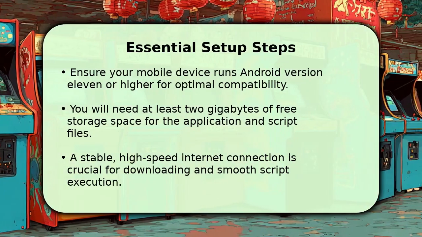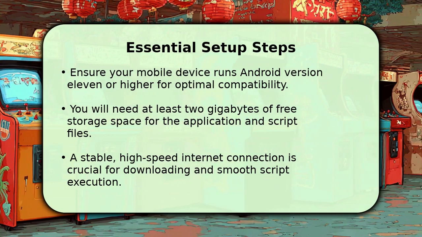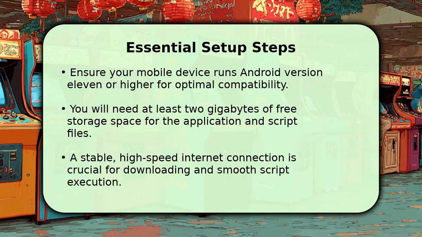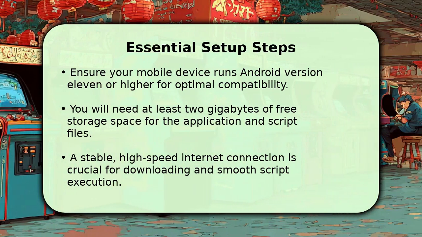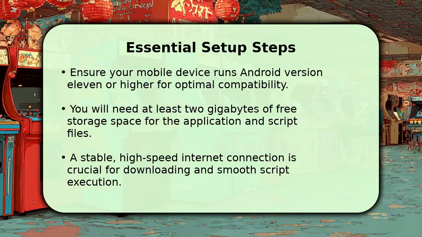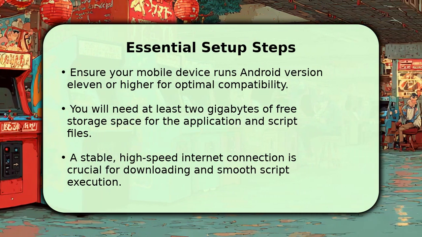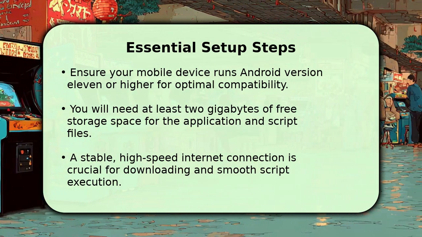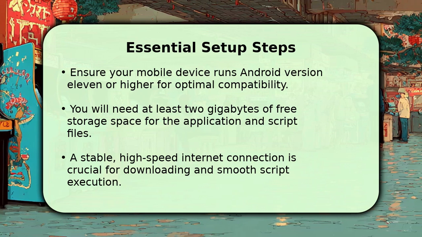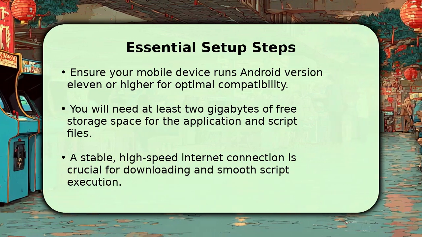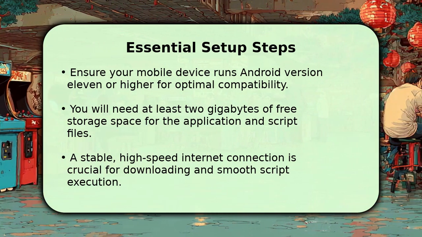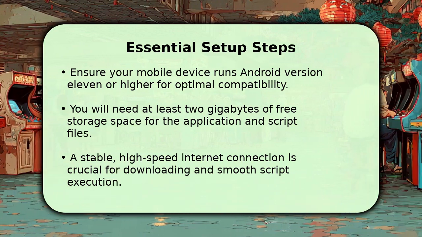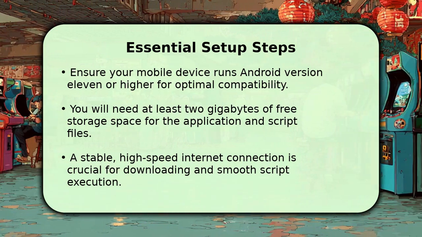To begin, ensure your mobile device runs Android version 11 or higher for optimal compatibility. You will also need at least 2 GB of free storage space to accommodate the application and any associated script files. A stable, high-speed internet connection is crucial for downloading the executor and ensuring smooth script execution. Confirm these basics before proceeding to the next steps.